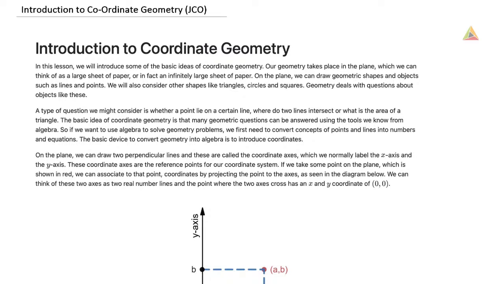So on the plane we can draw two perpendicular lines. Perpendicular is when a line looks like this, like an upside down T, or it could be like a T shape. We call these the coordinate axes, which we normally label the x-axis and the y-axis. These coordinate axes are the reference points for our coordinate system. If we take some point on the plane, which is shown in red, we can associate coordinates to that point by projecting the point to the axis as seen in the diagram below.